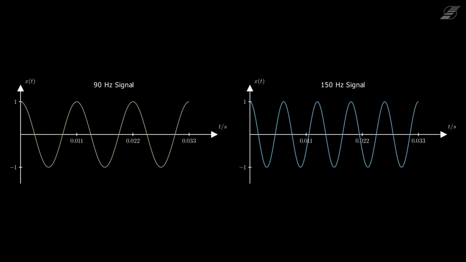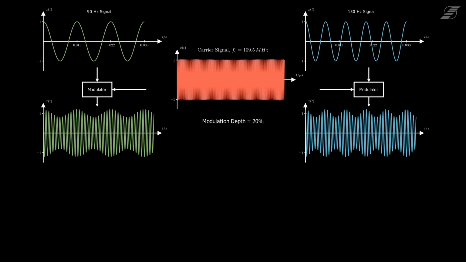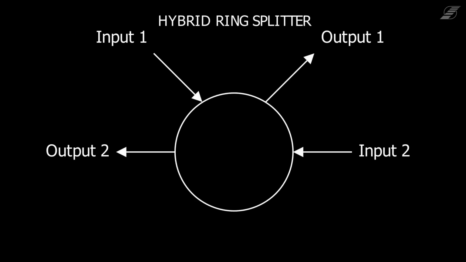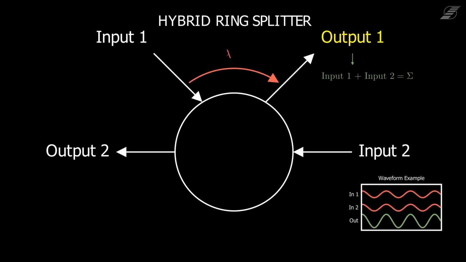A 90 Hz and a 150 Hz signal are each modulated by conventional AM onto a carrier frequency of 109.5 MHz. Both of these signals are inputs for a hybrid ring splitter. A hybrid ring splitter has two inputs and two outputs. For the first output, each signal takes a quarter wavelength to reach it, thus adding up in phase to each other. This is displayed by the sigma sign.